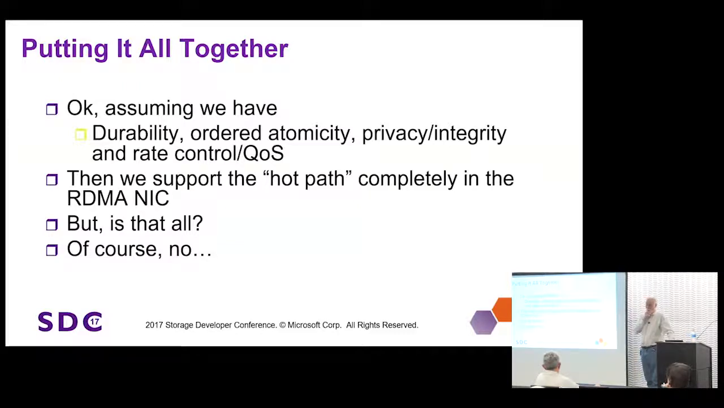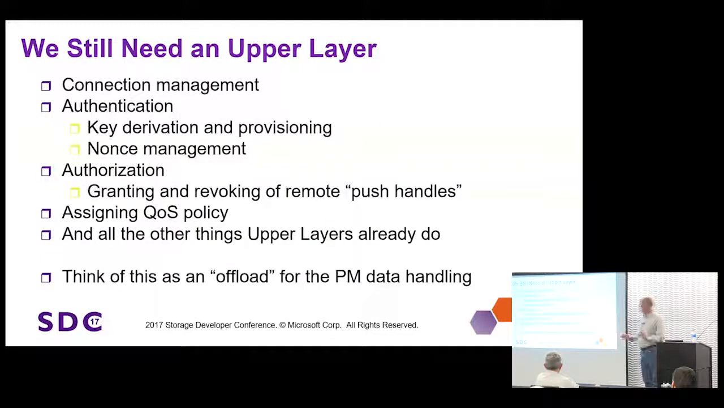Is that all? Are we done? Of course, no. And I just want to say that we still need an upper layer. Something has to do connection management. Something has to do authentication, right? You know how to authenticate your user, to provide a key, to manage nonces for privacy, right? Or just for basic access authorization, right? In order to do authorization, you need an authenticated identity. Granting and revoking of these push handles, right? It's setting up the RDMA flow, basically. Assigning that QoS policy, all the other things that upper layers already do.